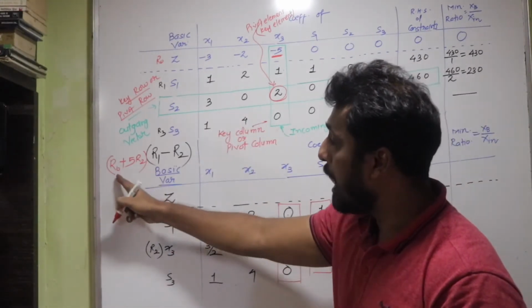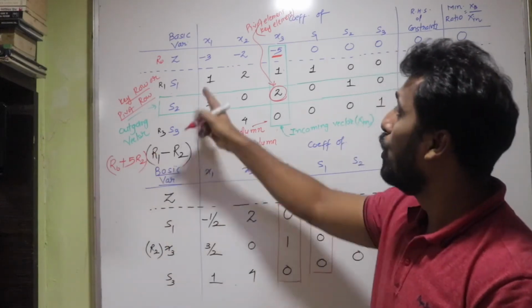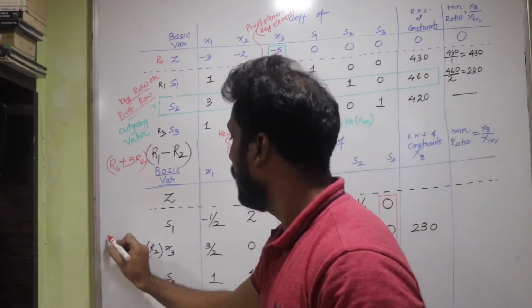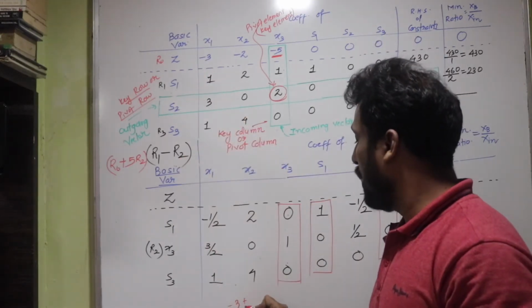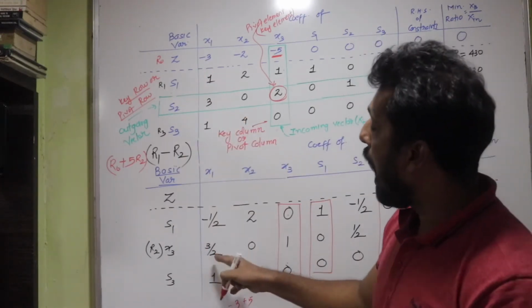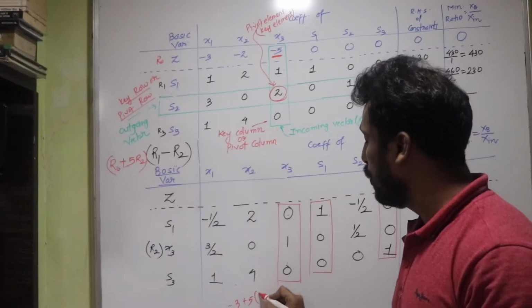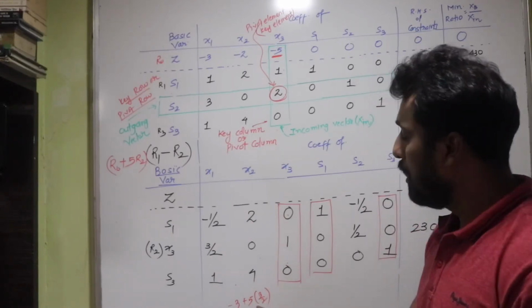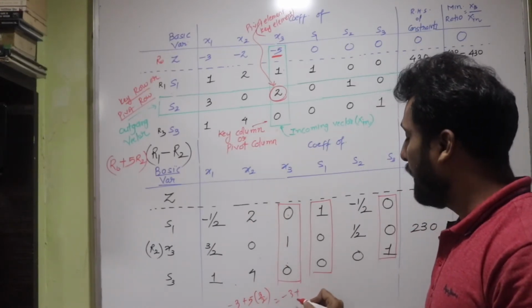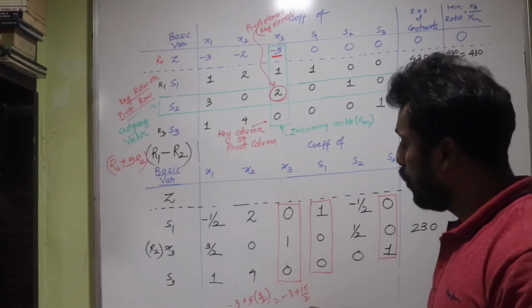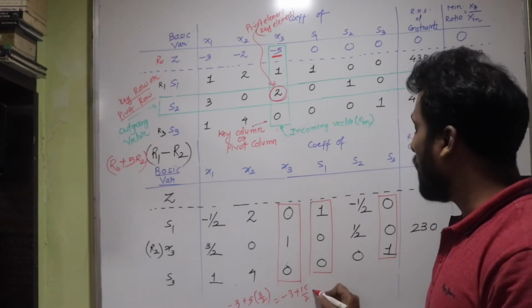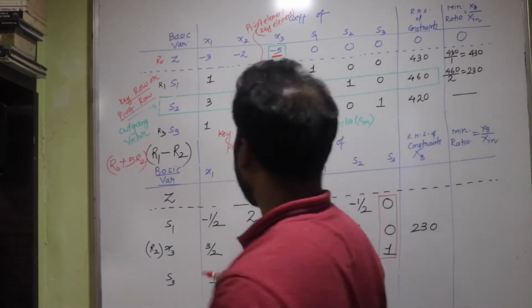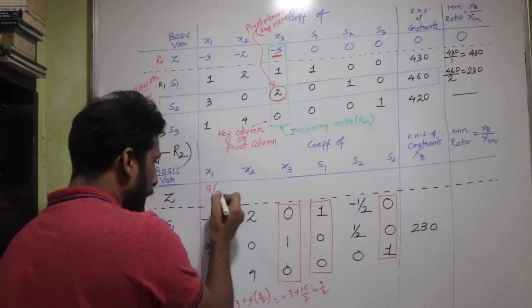And what you are doing? R0 plus 5 times R2. So minus 3 plus 5 times R2, which is 3 by 2. So that gives me minus 3 plus 15 upon 2. You cross multiply. Minus 3 into 2 gives minus 6. 15 minus 6 is 9 upon 2. So I've got the value here, 9 upon 2.